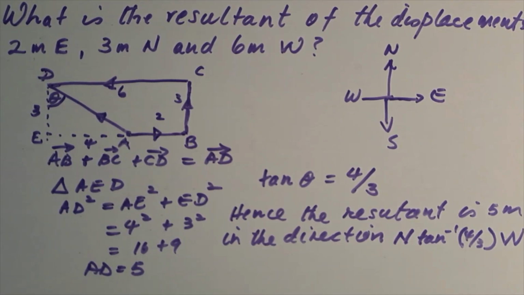And that's it. That's the resultant of the displacements: 2 meters going east, 3 meters going north, and 6 meters going west. So the concepts here are just plain adding of vectors here and determining the resultant vector. And further to that, the angle which it makes with the line going north.